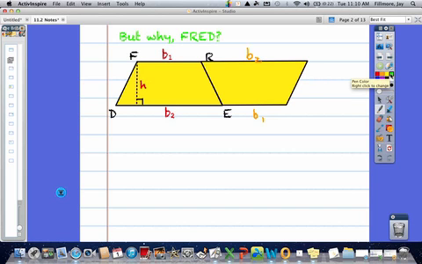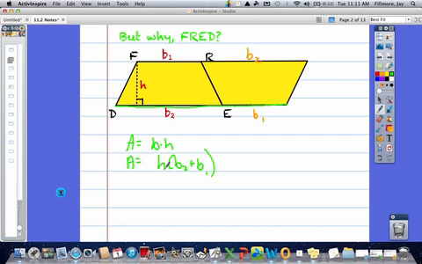And to find the area of a parallelogram, we know that that is going to be base times height. Well, my base is really B2 plus B1. My height is still the same, h. I'm going to put it in the front here. And so that's the area of this whole parallelogram.